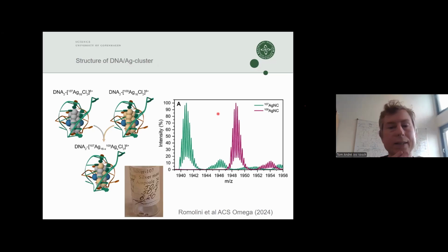Not only can these chloride ligands be exchanged, it turned out in a very recent experiment that we did, where we made isotopically pure clusters, that the atoms themselves can also exchange with each other. And that was quite surprising, I would say. So what we're seeing here is an experiment where we made isotopically pure clusters. We have the 107 version and the 109 version, and then we mixed an equal amount of them together.